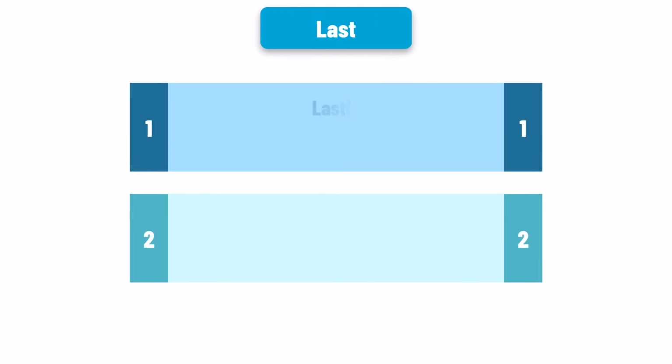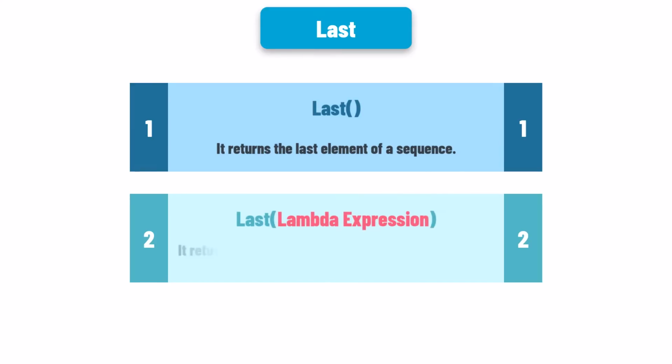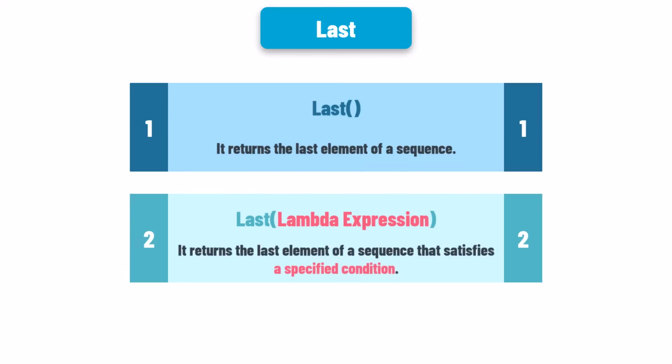It has two overloads. The first one is used with empty braces. It returns the last element of a sequence. If the sequence contains elements, we get the last element, else an invalid operation exception will be thrown. The second overload is used with a lambda expression. It returns the last element of a sequence that satisfies a specified condition. If the result sequence of the expression contains elements, we get the last element, else an exception will be thrown. These are both overloads of the Last method.